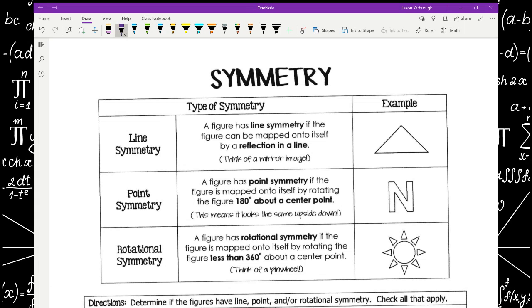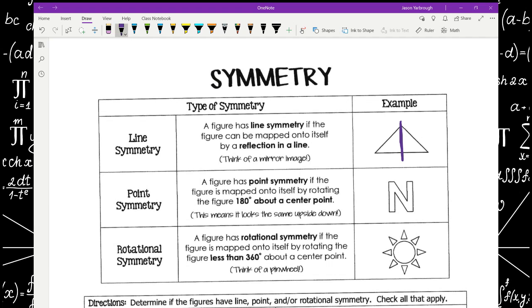In this case, if we drew a line that went straight up and down through this triangle, notice that both sides are the same. So it has a line of symmetry. This line itself would be a line of symmetry. Figures can have more than one line of symmetry, or they can have one and still be considered symmetric.